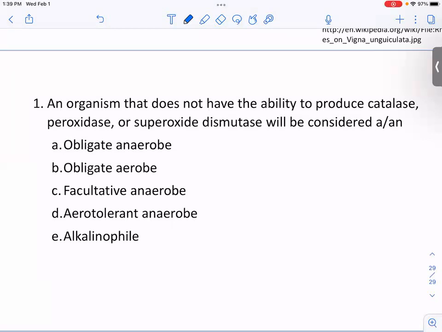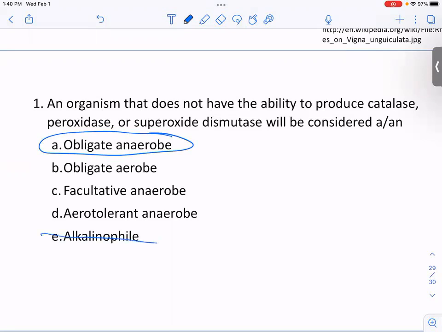Hopefully you recognize those three enzymes are ones that we said organisms need to have some combination of in order to detoxify some of those toxic forms of oxygen, like superoxide, hydroxyl, or peroxide. So if an organism doesn't have those, then it's not going to be able to live in atmospheric oxygen. So it's going to be an obligate anaerobe. Hopefully you came to that.